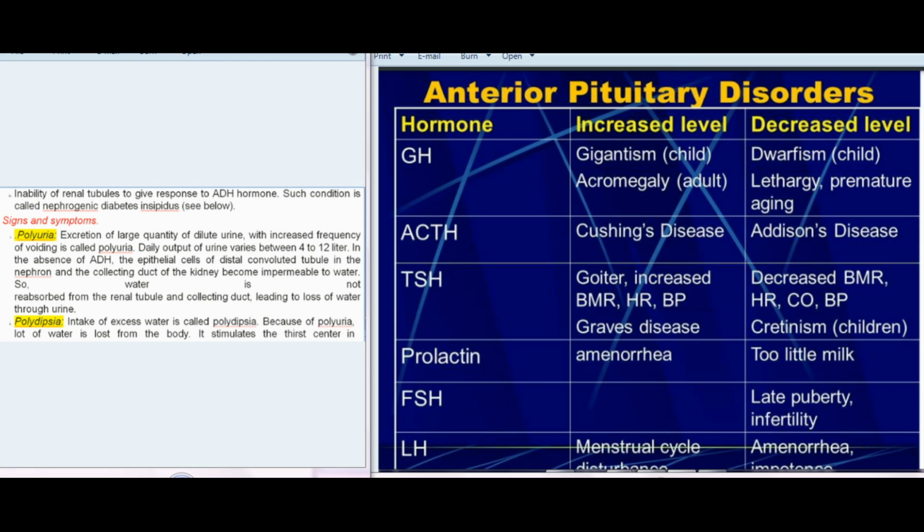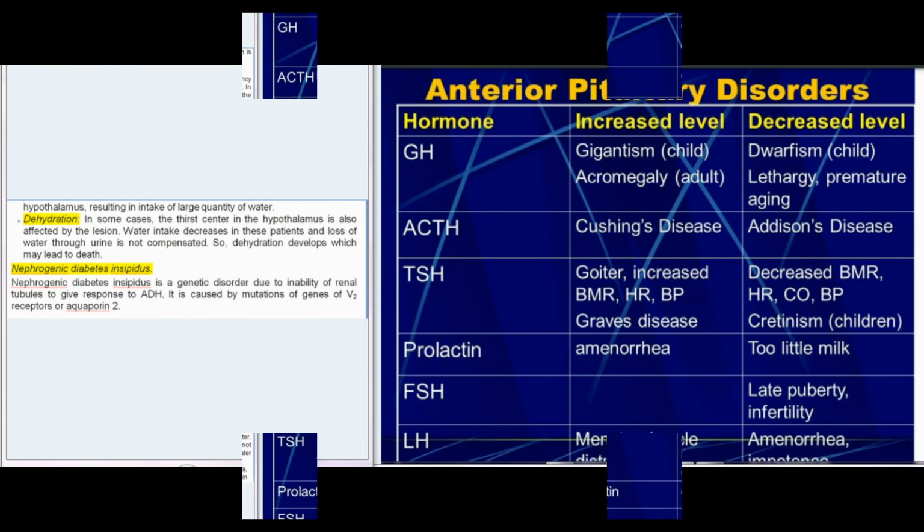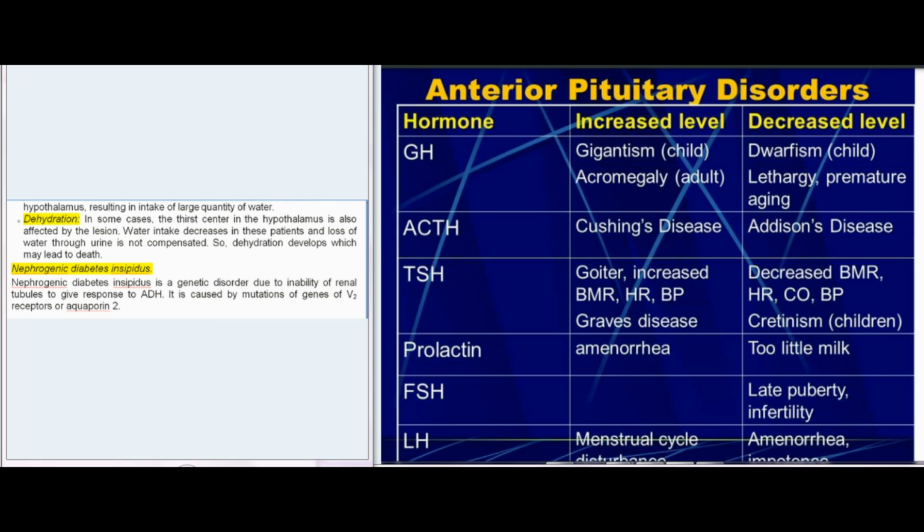Polydipsia. Intake of excess water is called polydipsia. Because of polyuria, a lot of water is lost from the body. It stimulates the thirst center in hypothalamus, resulting in intake of large quantity of water. Dehydration. In some cases, the thirst center in the hypothalamus is also affected by the lesion. Water intake decreases in these patients and loss of water through urine is not compensated. So, dehydration develops, which may lead to death.